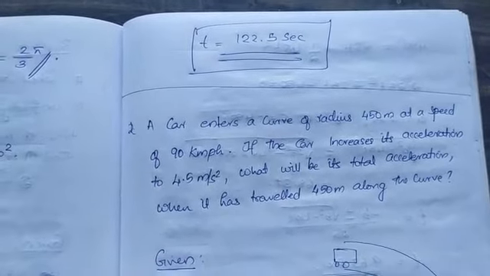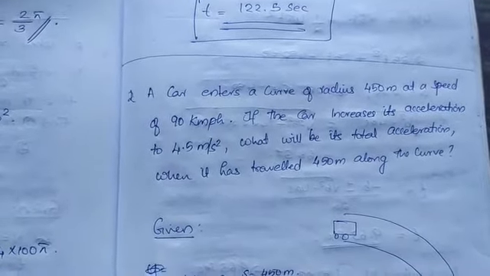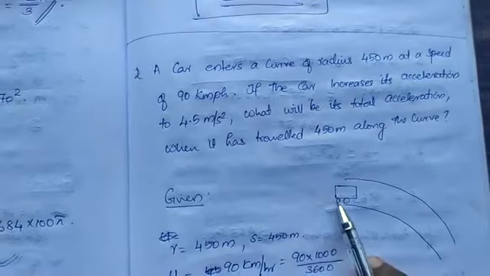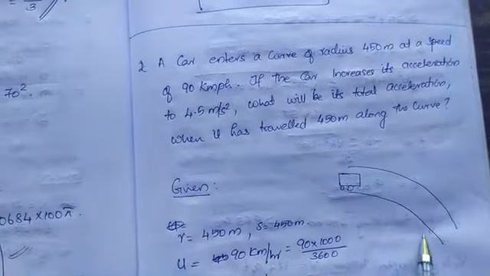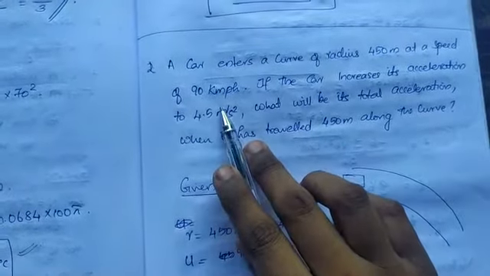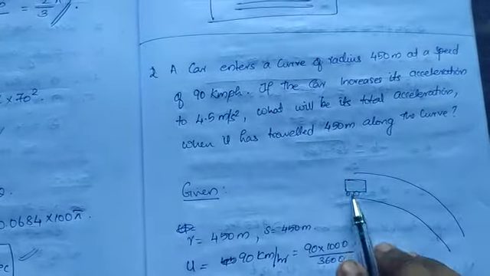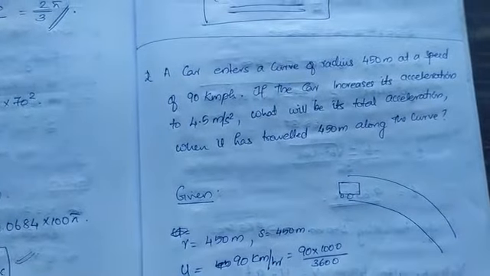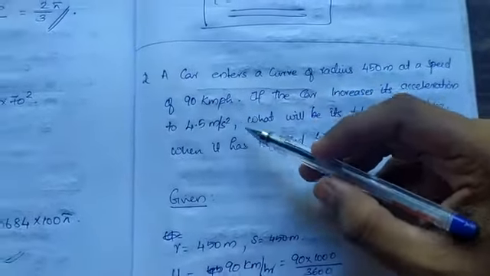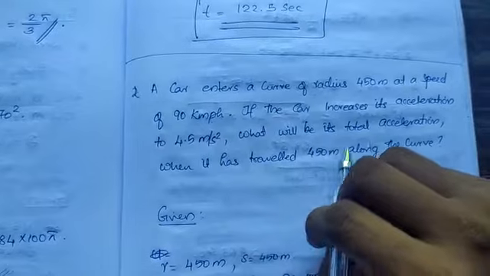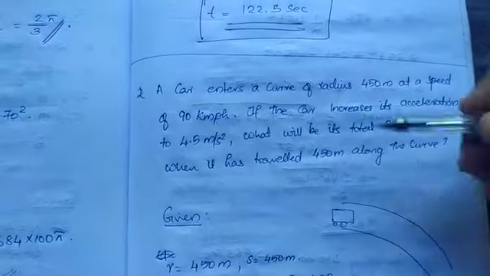Next is, a car enters a curve of radius 450 meter at a speed of 90 km per hour. The radius is 450 meter. Speed is given, that means the initial velocity is 90 km per hour. If the car increases its acceleration to 4.5 meter per second square, what will be its total acceleration when it has traveled 450 meter along the curve?